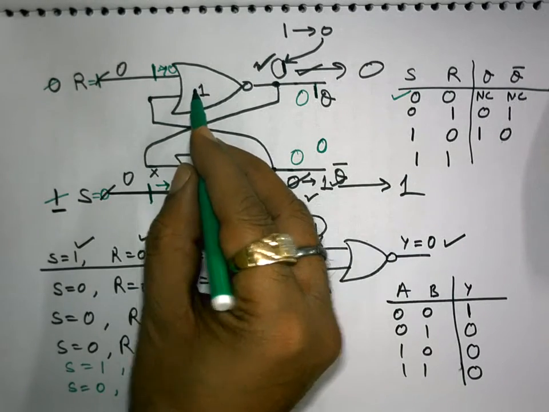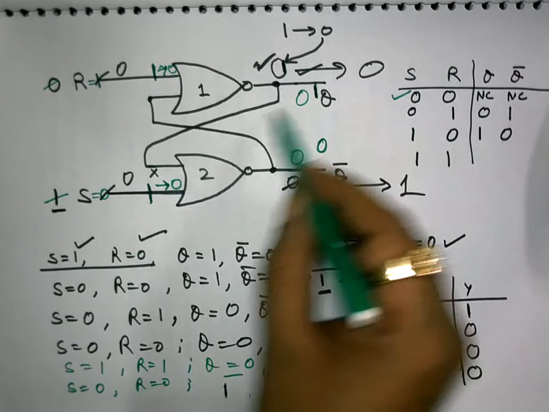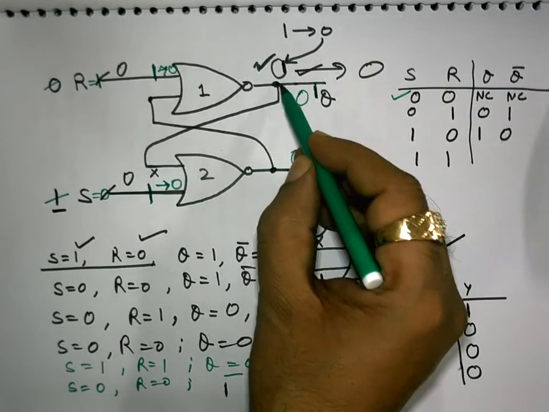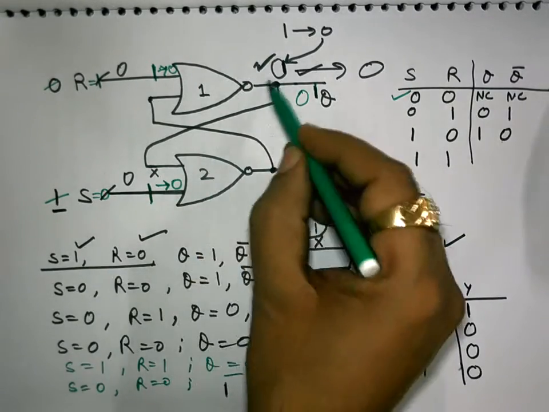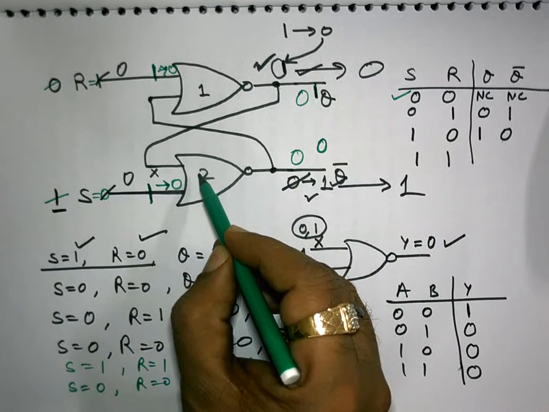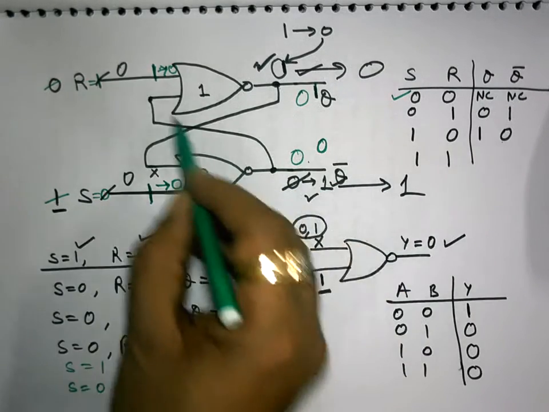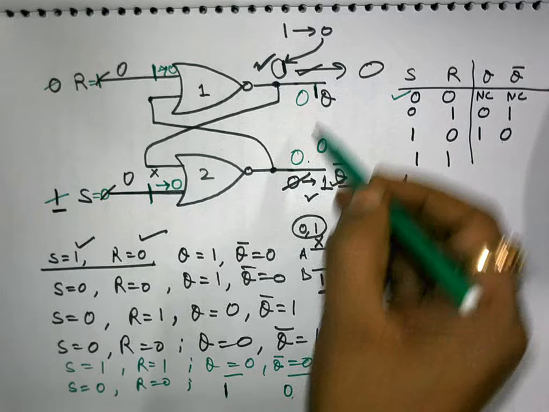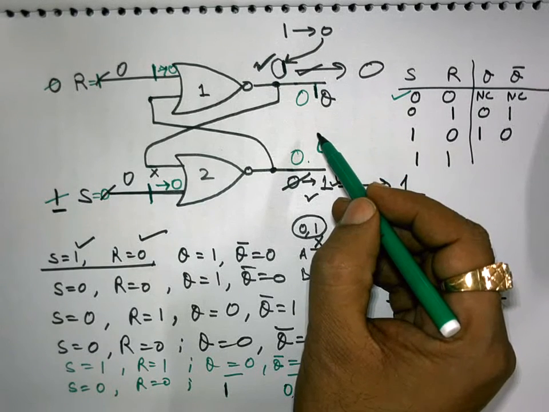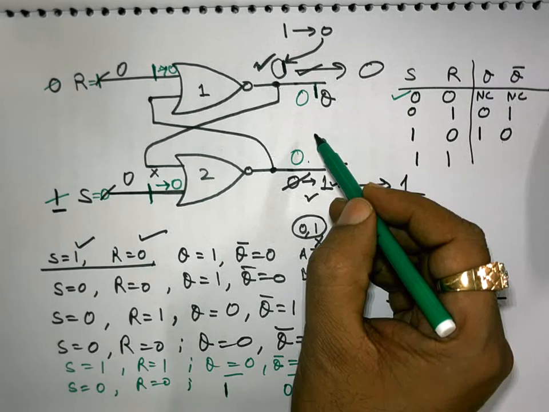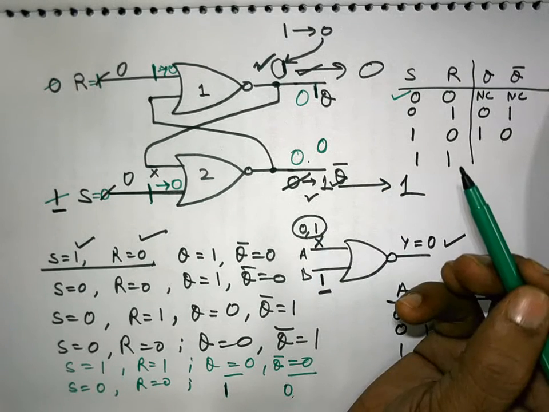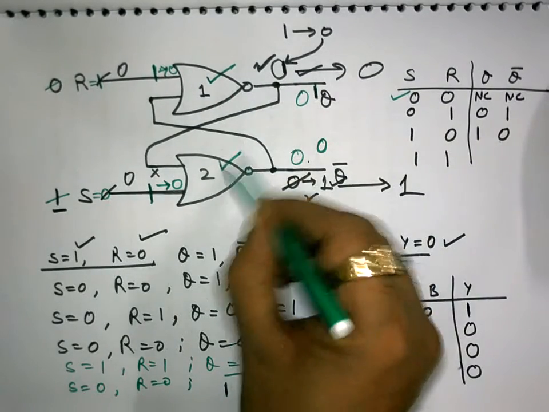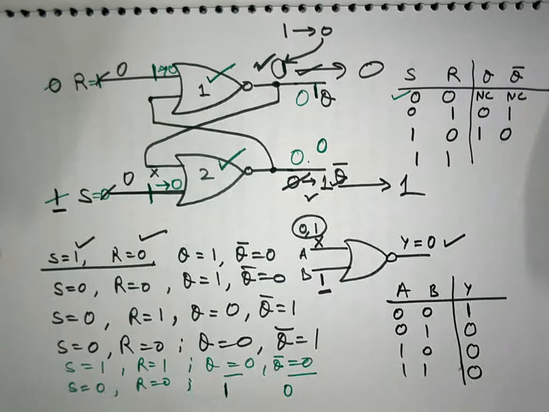0, 0 is making it 1, 1 is coming over here, and it is making it 0. But if I analyze it through this way, 0, 0 is making it 1 and this 0 is coming over here and making it 0. So which one will be 1 and which one will be 0? Q will be 1 or Q bar will be 1? It is not decided. It is decided by the propagation delay of this gate number 1 and 2.